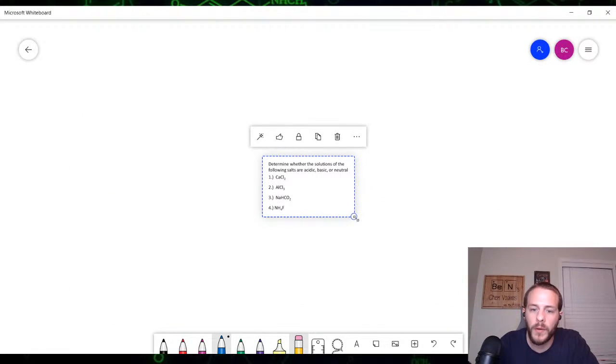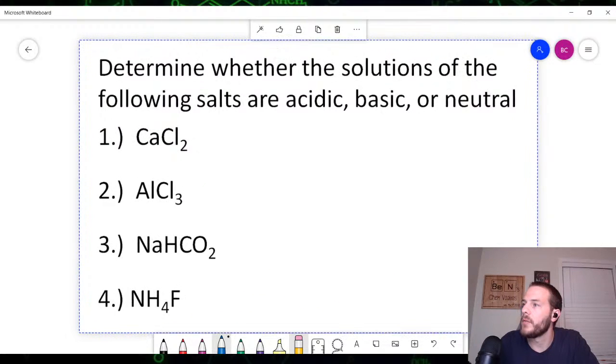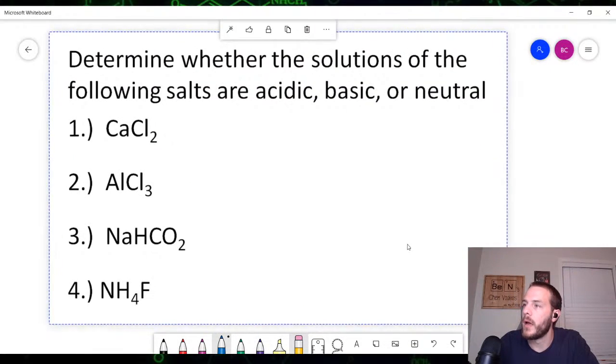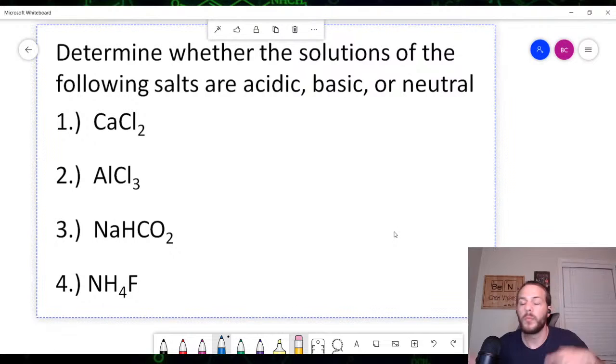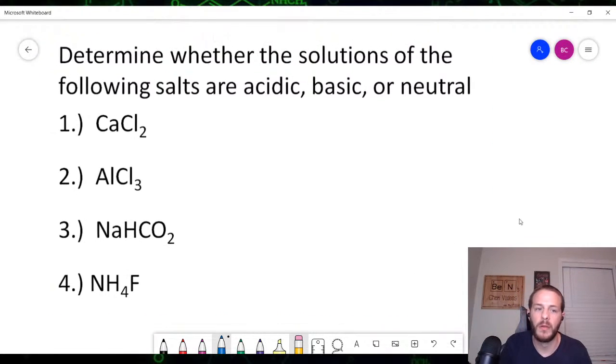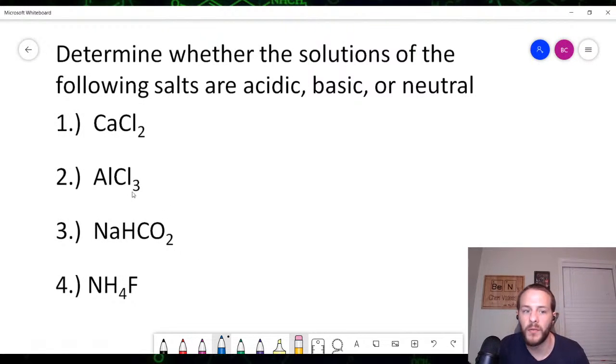And then we are going to just look at a few examples of some ionic compounds, some salts, and predict whether these salts, when dissolved in water, would result in an acidic solution, a basic solution, or a neutral solution. So we have CaCl2, we have AlCl3, we have NaHCO2, and we have NH4F. Okay, so we'll go through each of them individually, right?